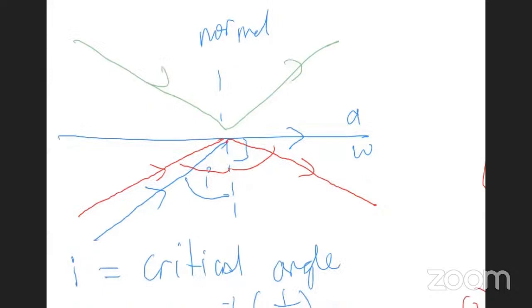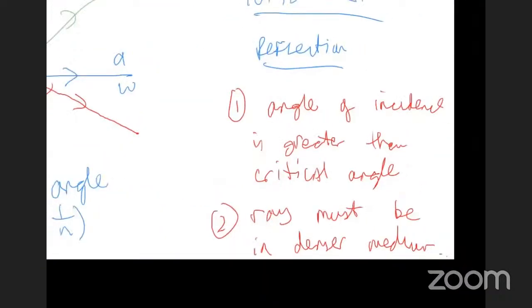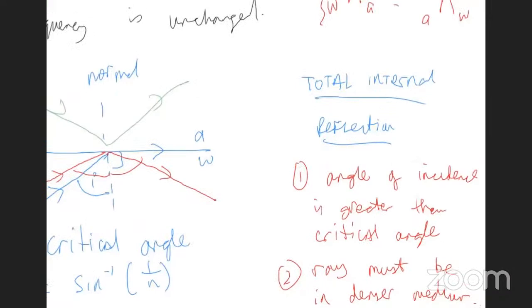What does the red ray show you? Total internal reflection. Very good. What are the two conditions? The two conditions for total internal reflection are: angle of incidence equal to or greater than the critical angle, and second, it is in the denser medium, right? Two simple laws.